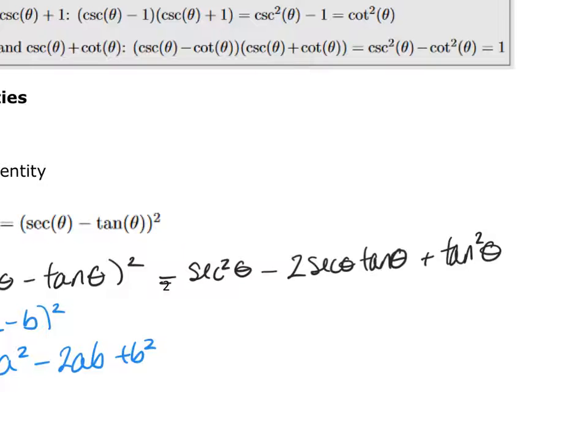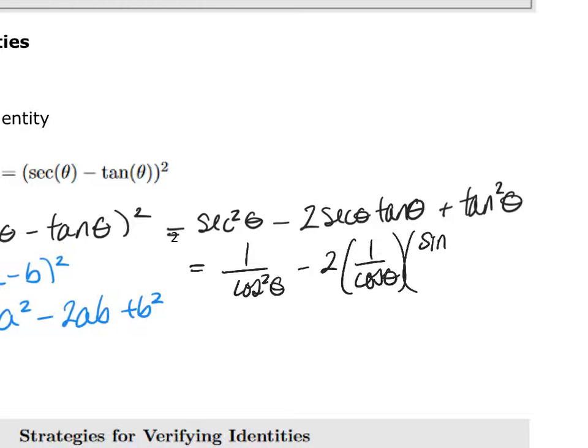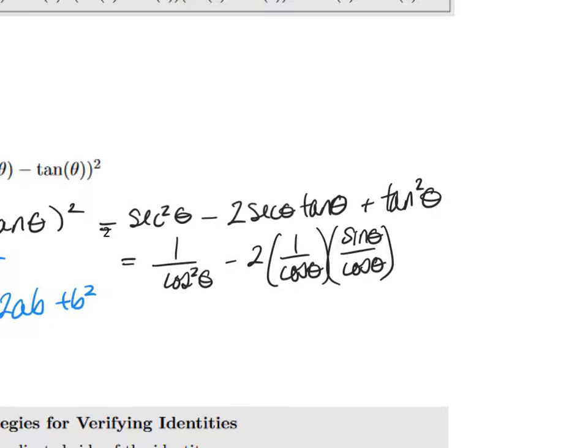Okay? The next thing I'm going to do is look at the fact that I have secant and tangent, and I'm going to turn everything into sine and cosine. Right now I'm just going to go out of control and write everything in sine and cosine. Secant is the reciprocal of who? So this is going to be 1 over the cosine squared of theta, minus 2 times 1 over the cosine of theta. How do I define tangent? So sine over cosine, and then plus sine squared over cosine squared, because it is tangent squared.